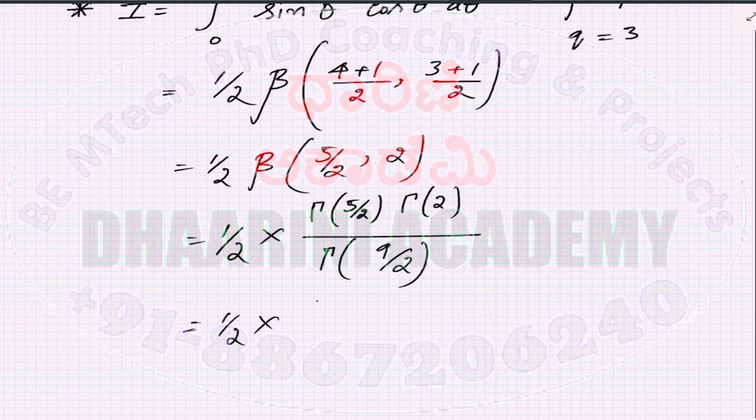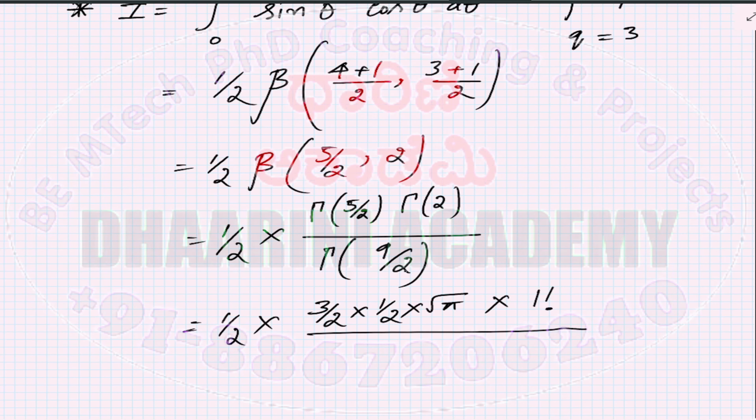So half into gamma 5 by 2. How do you find it? Gamma 5 by 2 is nothing but you start from 1 less than that, so this is 3 by 2 into 1 by 2 into root pi. That's the first term. Into gamma 2, which is 1 less than that, so it's a factorial, a whole number integer. So gamma 2 is 1 factorial. Whole divided by gamma 9 by 2. Gamma 9 by 2 is 7 by 2, into 1 less than that, 5 by 2, into 3 by 2, into half, into root pi.